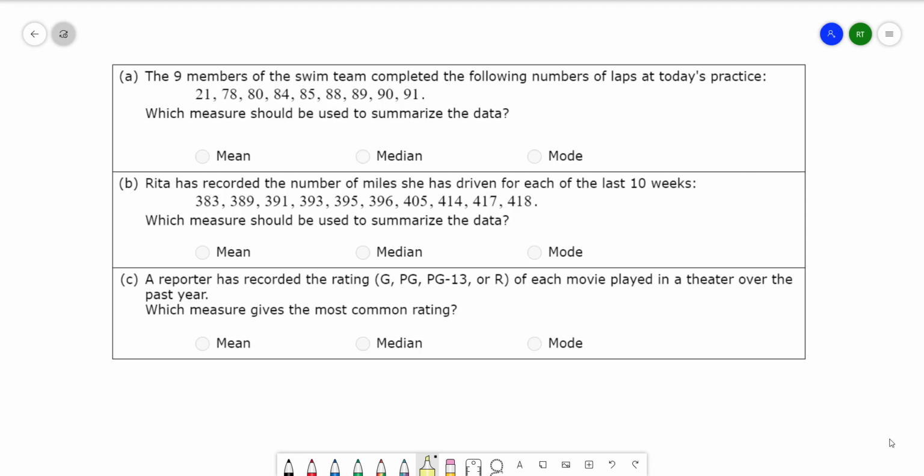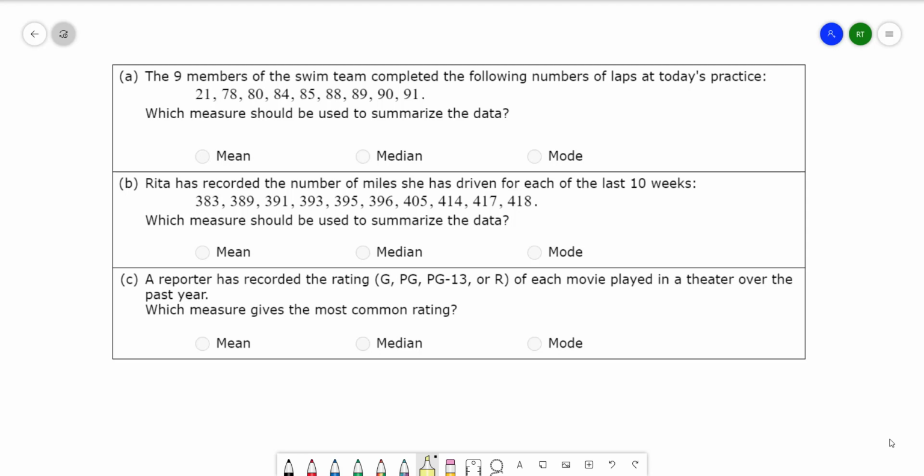In this topic, we're going to look at when we should use the mean, the median, or the mode. There are different cases you're going to look at, and usually one is better than the other. Your goal when you're using the mean, the median, or the mode is that you want it to best represent the data overall.